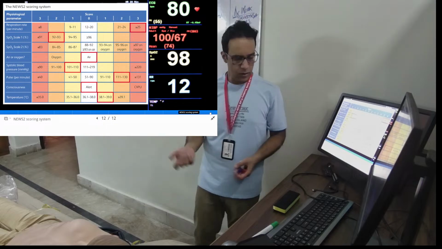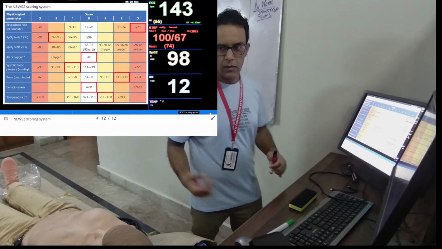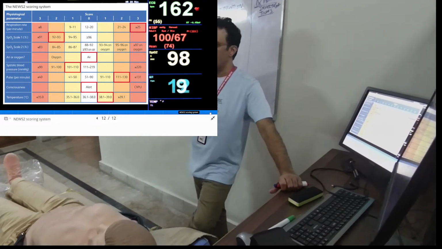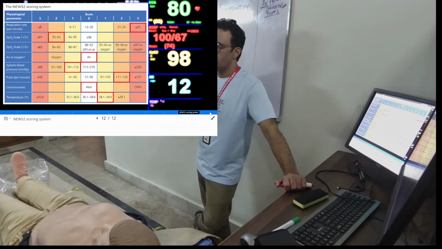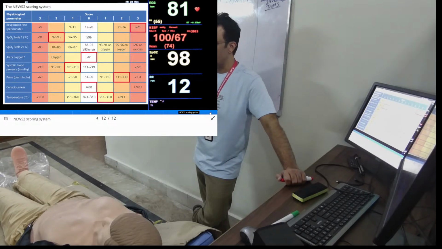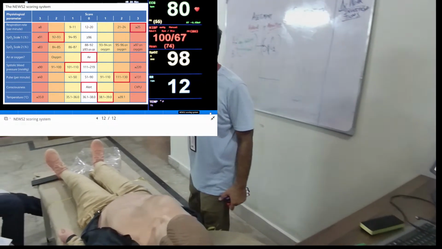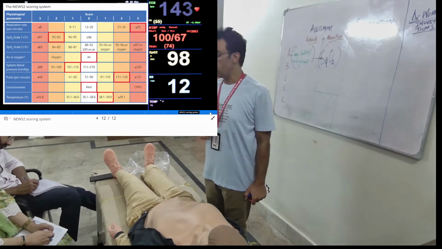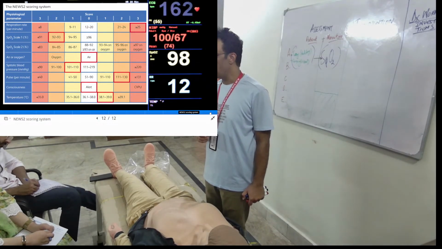Okay, now the answer to your question is: we need to start the patient on oxygen if their oxygen saturation is below 96% and the patient is not COPD. That is the range. Is it making sense? Clear?